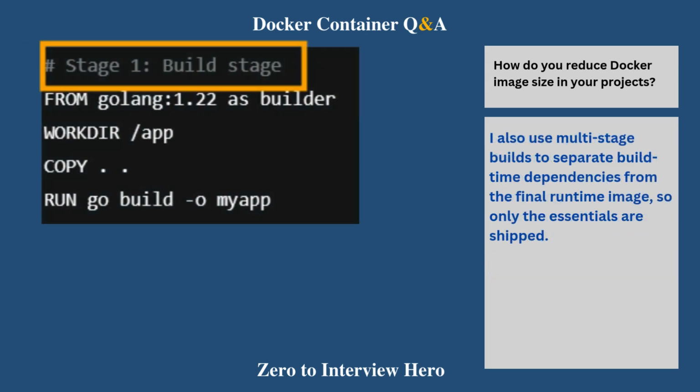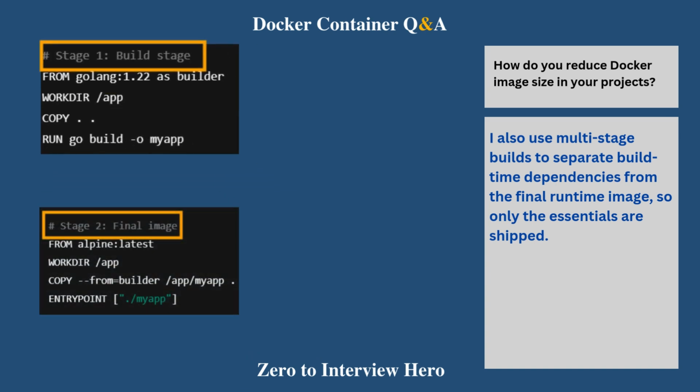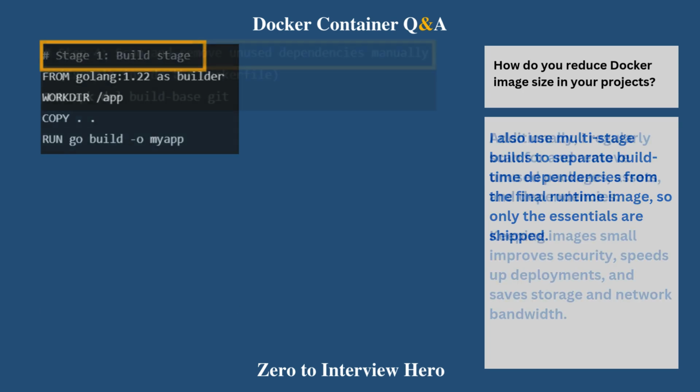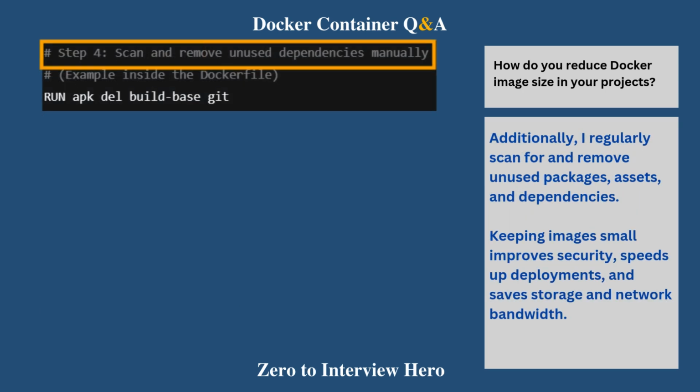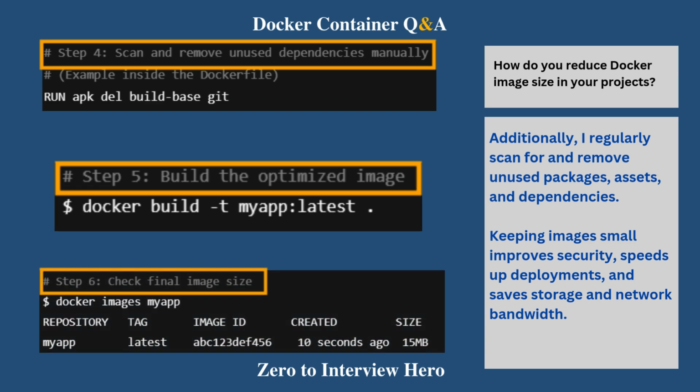I also use multi-stage builds to separate build-time dependencies from the final runtime image, so only the essentials are shipped. Additionally, I regularly scan for and remove unused packages, assets, and dependencies. Keeping images small improves security, speeds up deployment, and saves storage and network bandwidth.